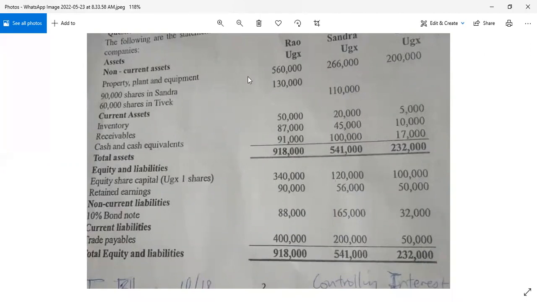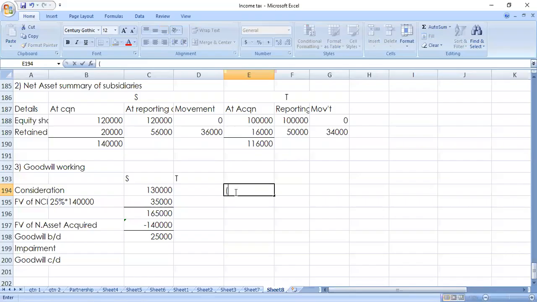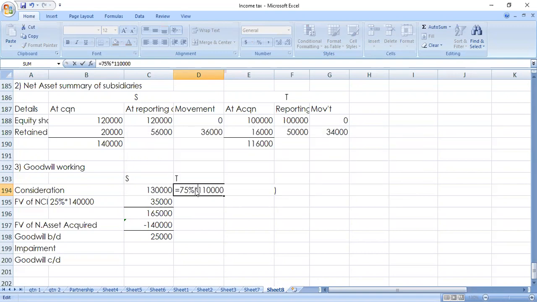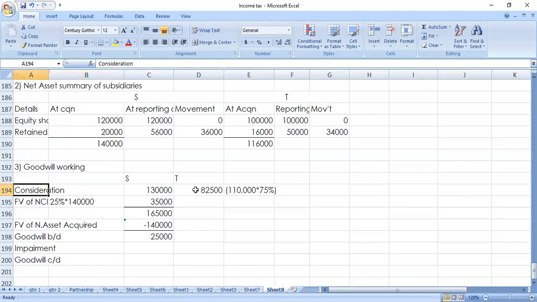So we'll reflect that on the 110, we only contribute 75%. So 75% of 110 is 82,500. That's what R, the other parent, contributes. Then you go to the NCI. For NCI, we're not given values, so we're supposed to compute.